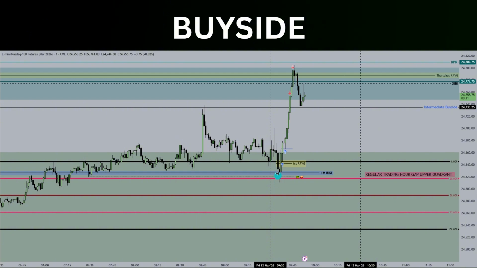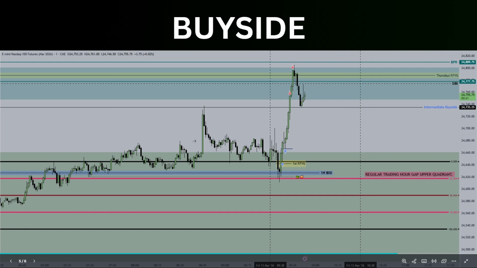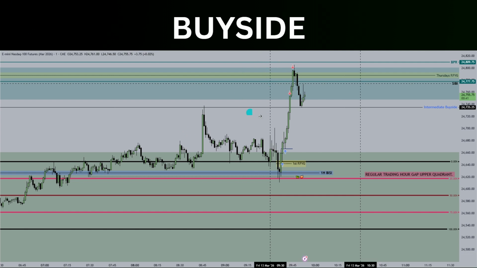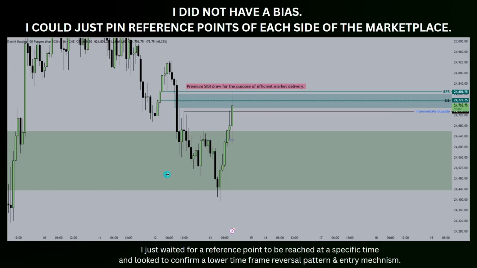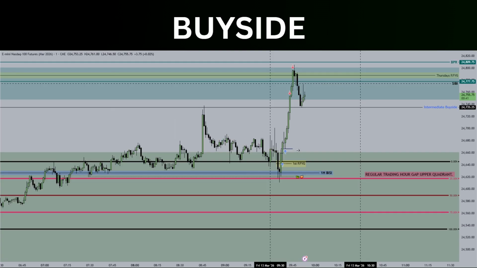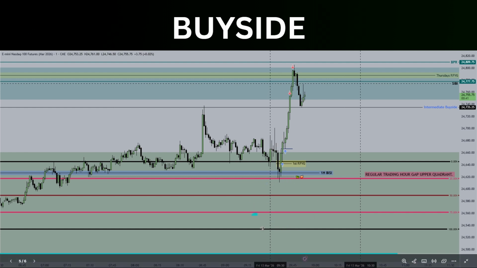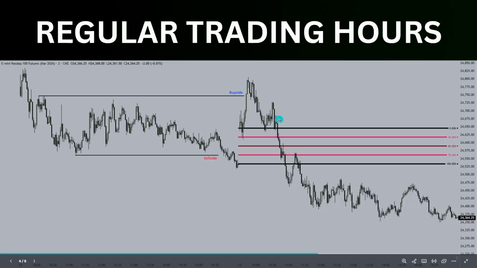Now here's the execution that I took for this run to the buy side using this 60-minute model, okay? As we remember, we have the potential, on the 1 hour time frame, of reaching up into this objective. And as you can see, we opened at 9:30 and we dropped below into this 1 hour BISI, which is this that I highlighted from the first slide here, and then also the upper quadrant level of the regular trading hour gap, which is highlighted with these bold gradient levels, which is this here.